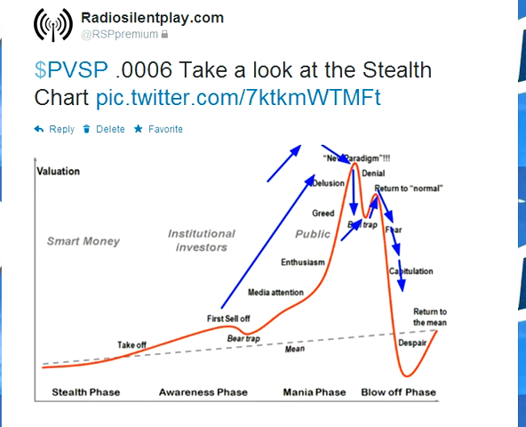Today I will be talking a little bit about how we set up these stocks, whether it's options or stocks. I just want to explain what I call a stealth chart. The stealth chart usually tells you where the institutions, the smart money, are coming into the market. This is very important because the Radio Silent Play system pretty much follows what the stealth chart does.